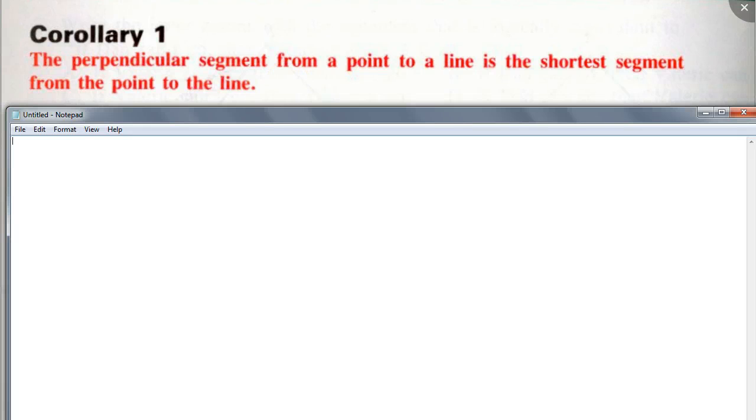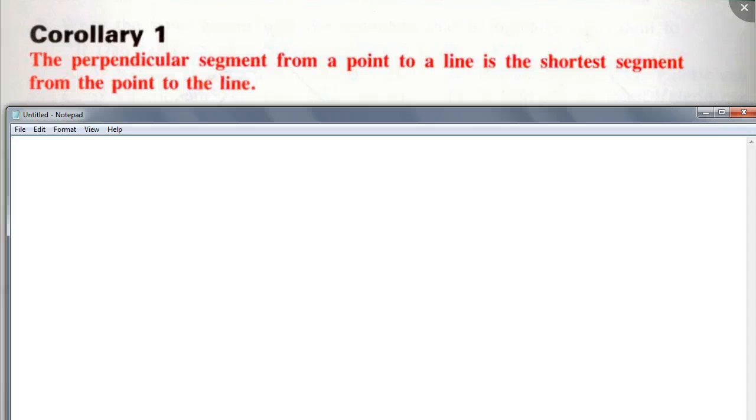Explain to us what this corollary is saying. What do you guys think it means? One person knows? Two? Tony, what do you think? Well, it means that the shortest distance from a point to a line is a segment perpendicular to the line.